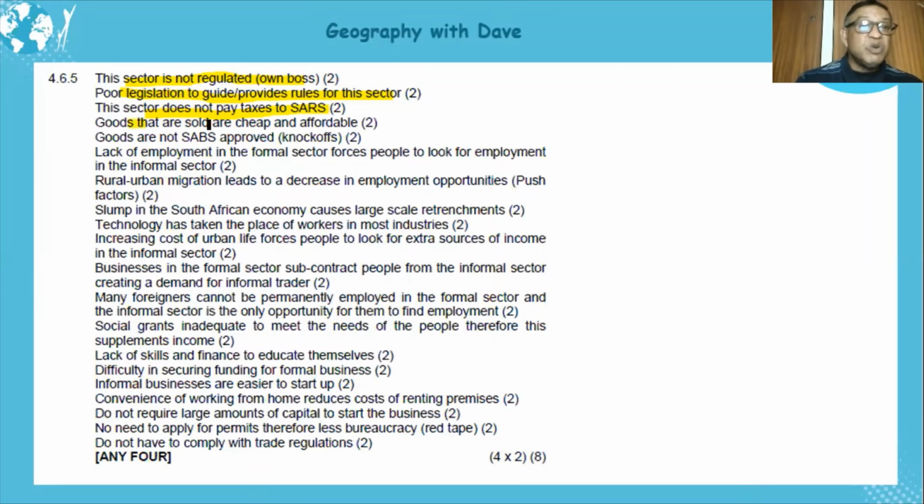Okay, and goods are sold cheaper and affordable. So they do get their market. You understand? They do get their market. Can you see now? Why is it growing? What makes it grow? You understand? So by not paying income tax, not paying any overheads like pension, whatever, you understand? The money is yours, so it will grow because people are in desperate need of money. Many people are unemployed. You understand? Can you see here? Lack of employment in the formal sector forces people to look for employment in the informal sector or getting money from the informal sector by having your own business.